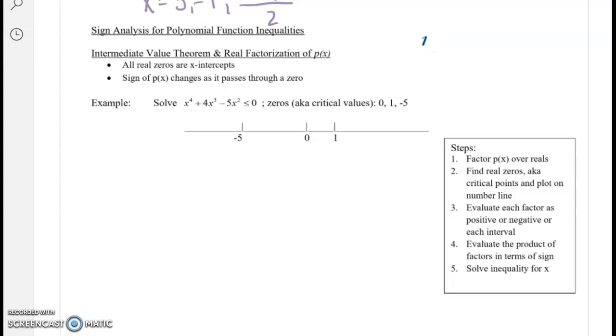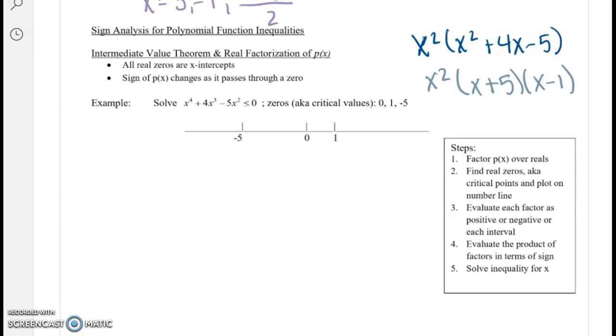I can take out an x squared, and I'm left with x squared plus 4x minus 5. Factoring more, we've got x squared. This factors nicely for us, so x plus 5 and x minus 1. So on my number line, that's why I have those numbers. And now it's time to do some sign analysis. So I always make a t-chart. I've got x squared, that's happening twice, so I have to remember to square that factor. I've got x plus 5, and I've got x minus 1.